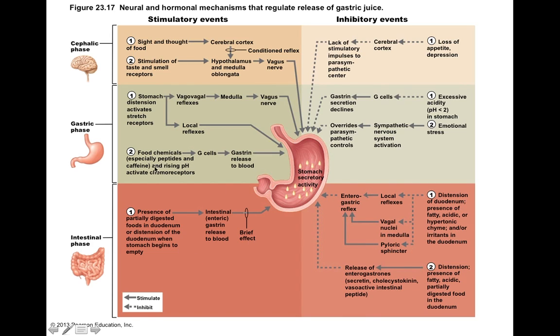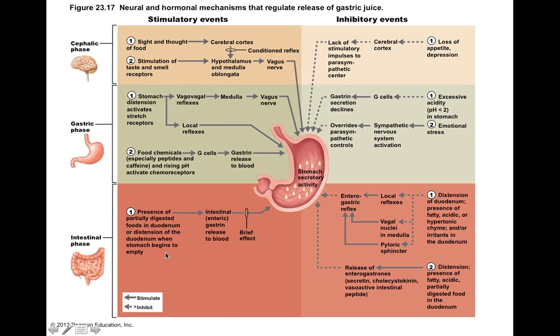Now, we also have chemoreceptors in the stomach lining that can sense the presence of partially digested lipids and protein, and also a change in pH. What happens then is that the G cells here release gastrin into the bloodstream, and then gastrin, remember, causes the stomach to increase its activities. So that makes sense, that both of these mechanisms are based on the presence of food in the stomach. And then what about the intestinal phase? When does the intestinal phase begin?